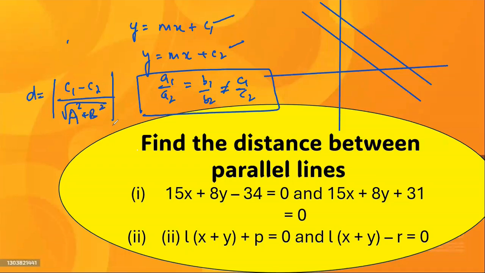A and B are the same in both, because here the coefficient of y is 1, here it is m, here it is 1, and here it is also m. So A and B you can take from any of the equations, but C1 and C2 you have to work out. Now this is the first question.